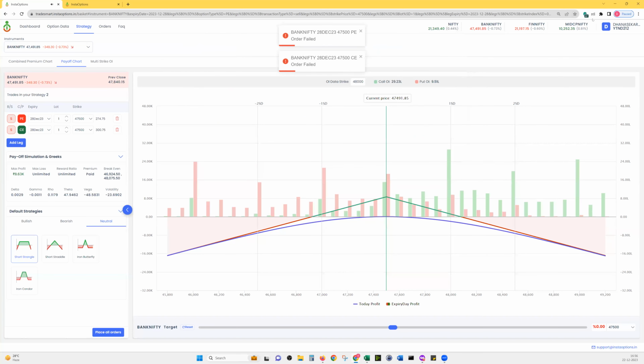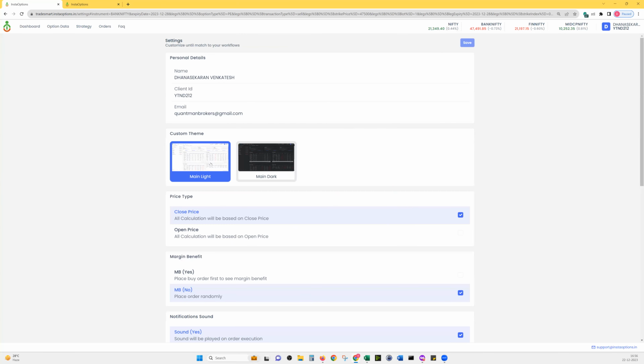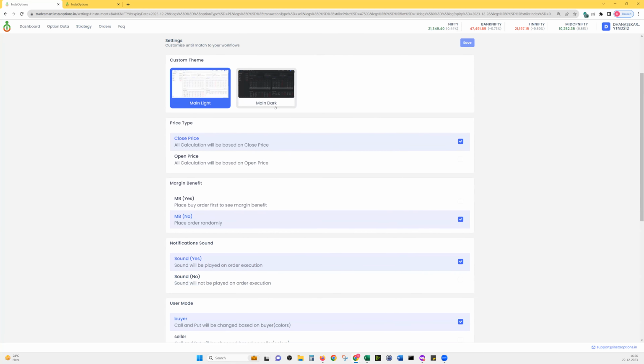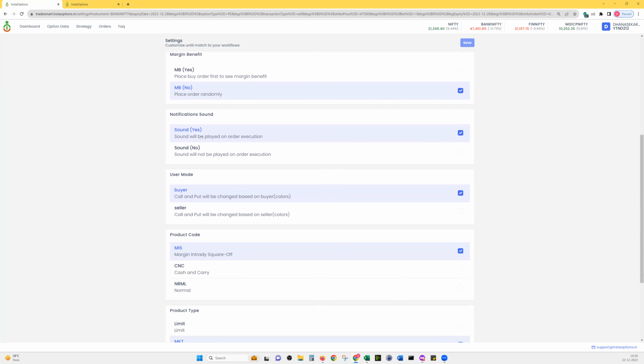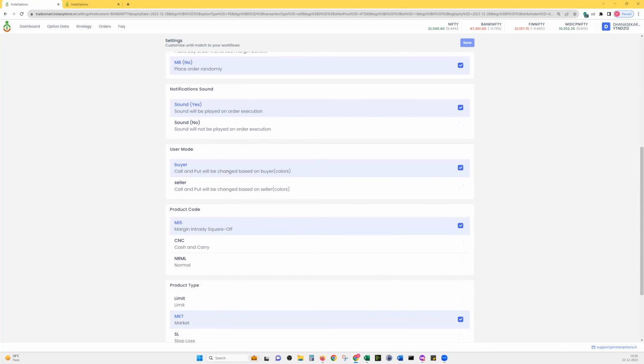Okay, so we have a settings option as well. In settings, you can maintain a white theme or a dark theme. You can take margin benefits, because there will be two legs added. First the buy order will be executed, and then the sell order will be executed. You can make these things default. And if you want, you can put sound, and the buyer mode, seller mode.